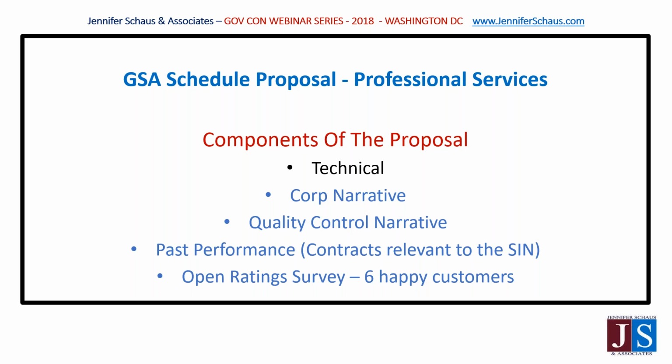4 main pieces here. You've got a corporate narrative, which you will explain the type of work that your company has been doing, how many full-time employees you have, and other information about your business. Quality control, pretty much just that, information about the quality control measures that your company has in place and how that will roll into a potential GSA schedule process for you. Next is the past performance. These are going to be copies of contracts as well as narratives relevant to the SIN number that you're pursuing. For IT services, you'll need 3 contracts.